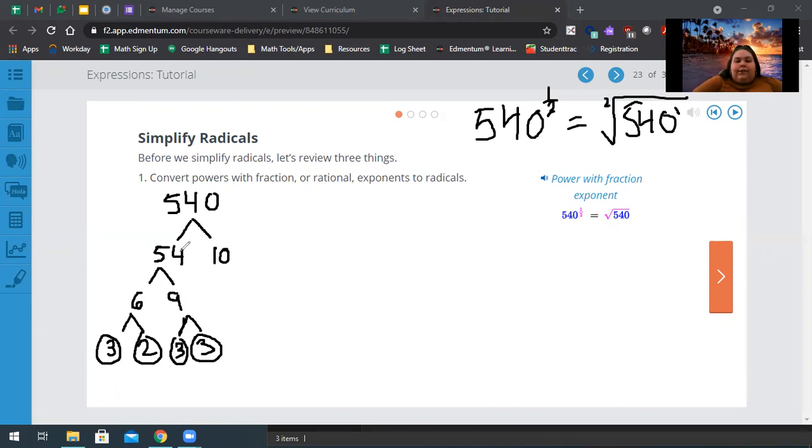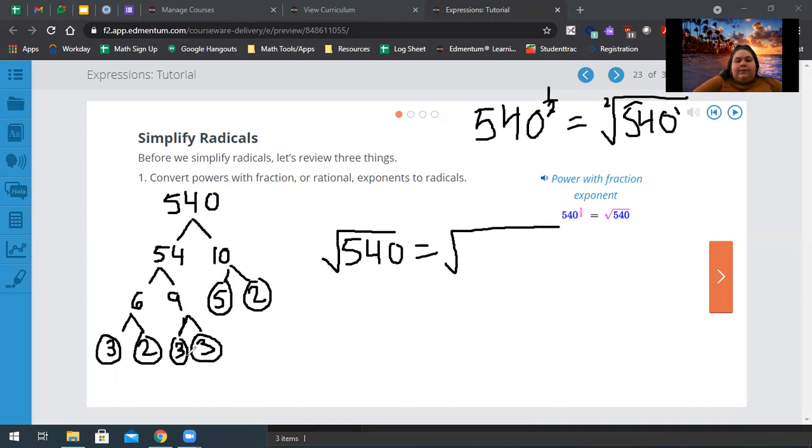So we already broke down the 54. Let's break down our 10. 10 can be broken down to 5 and 2. 5 can be broken down to 5, 1. Again, we want to just stop right there. And then this 2. So the idea is I'm going to rewrite the square root of 540 as equivalent to, if I take all these numbers that I circled and multiply them all together, I'm going to get back to 540.